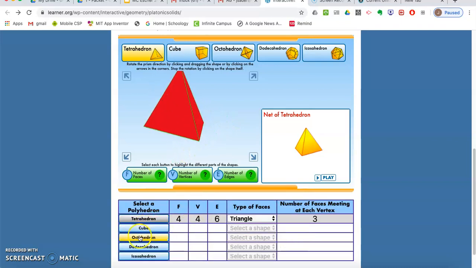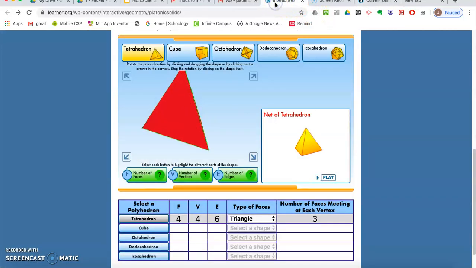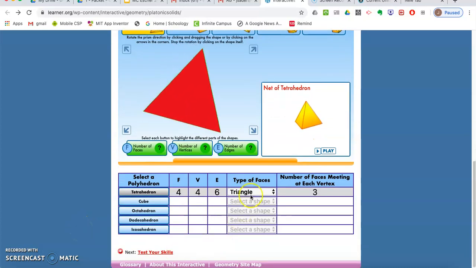So I leave to you the last 4 to do, just with a reminder that in my directions, you can look up the dodecahedron has 20 vertices and 30 edges, and then also the information about the icosahedron. So when you get here, you can just type in those numbers for these 2. I don't expect you to figure that out. What you're going to do when you're done with this, once you fill in the whole table correctly, it's going to give you a congratulations, you can go on to the next step.